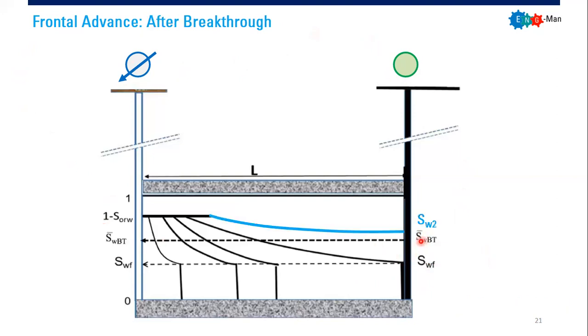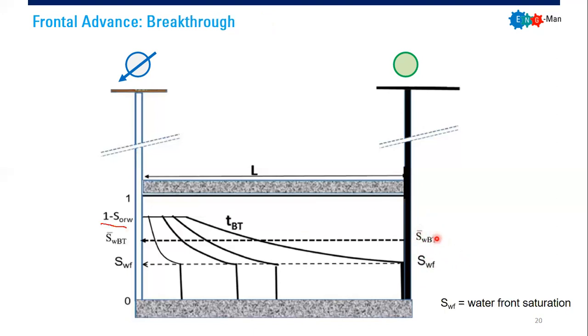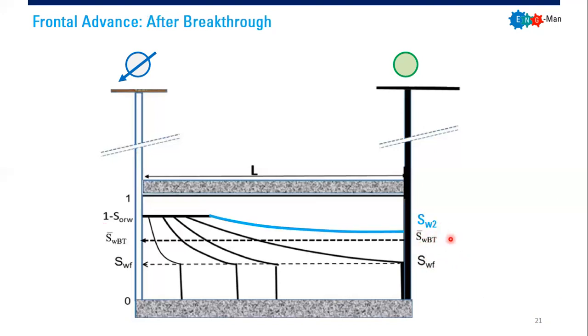Okay, continue. What happened after the breakthrough? This is what we have. All right. At the producer, now the water saturation increases from previously SWF to SW2. All right, whatever the value, of course, the water saturation at the producer will increase from SWF at breakthrough to some value higher than that. And if you want to average the water saturation, then it is the SWBT, right? Still, this is the previous number of SWBT, this one. Okay, and as the waterflood continues, the average water saturation now is increased also. All right, now we have SW2 bar, or the average water saturation at this final condition after breakthrough, or at this current condition after breakthrough.